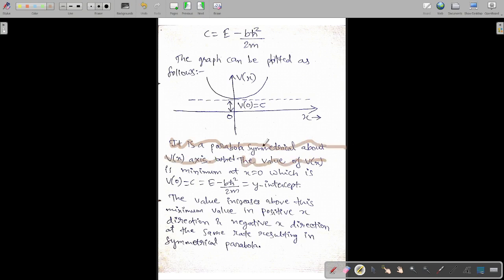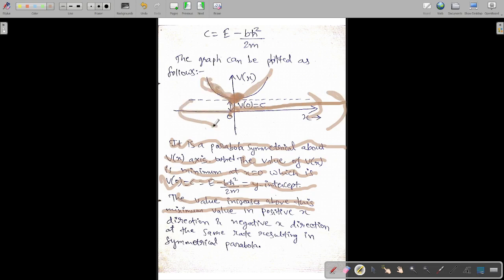The value of v of x is minimum at x equal to 0, which is v of 0 equal to c, equal to this much, equal to the y-intercept. The value increases above this minimum value in the positive x direction, and the value increases above this minimum value in the negative x direction also. So it is resulting in a symmetrical parabola.